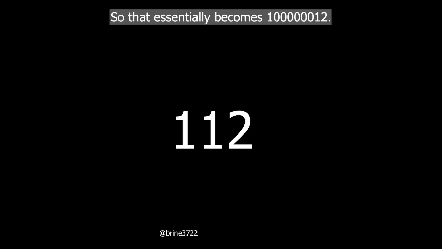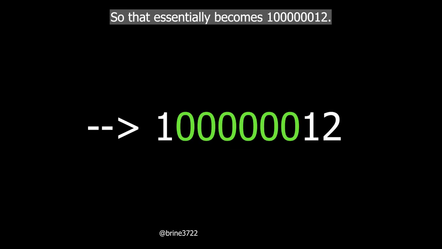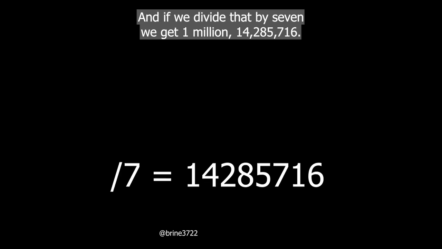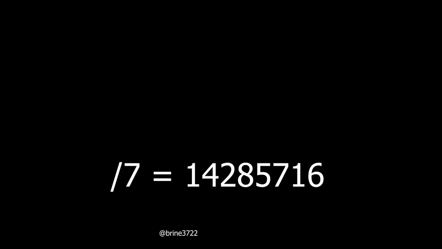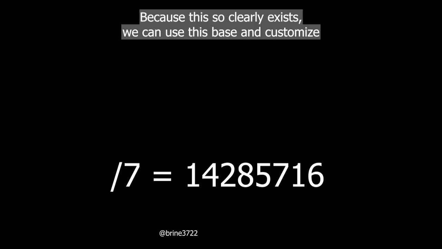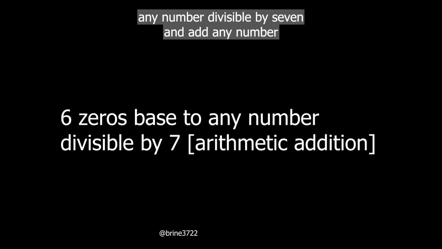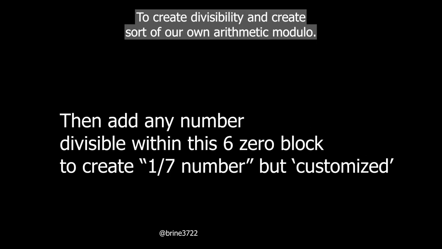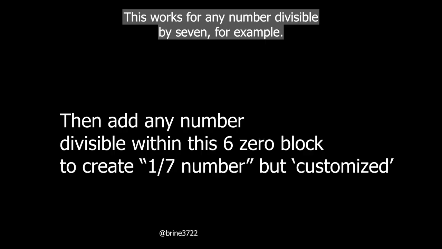So that essentially becomes 1,000,000,000,012. And if we divide that by 7, we get 1,014,285,716. Because this so clearly exists, we can use this base and customize any number divisible by 7 and add any number within these zeros that is divisible by 7 to create divisibility and create sort of our own arithmetic modular math. And this works for any number divisible by 7.